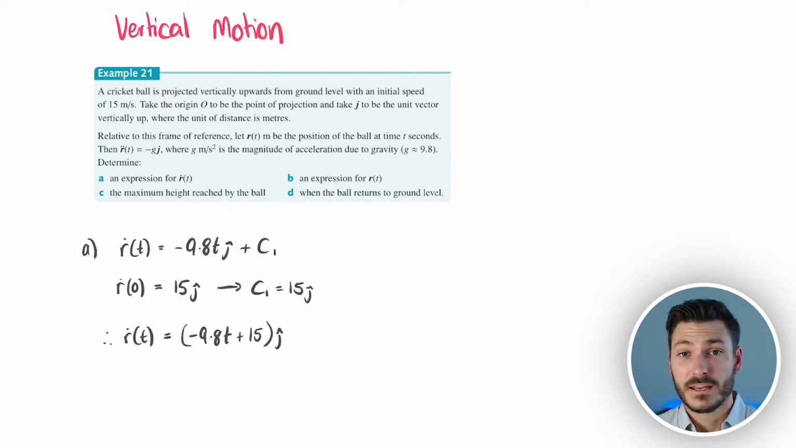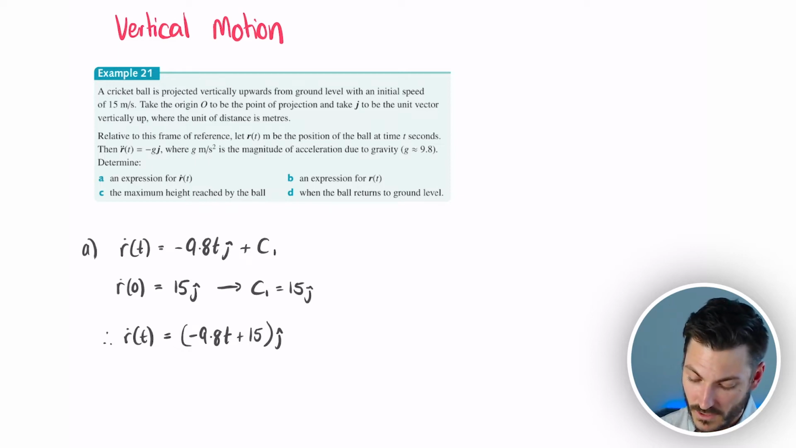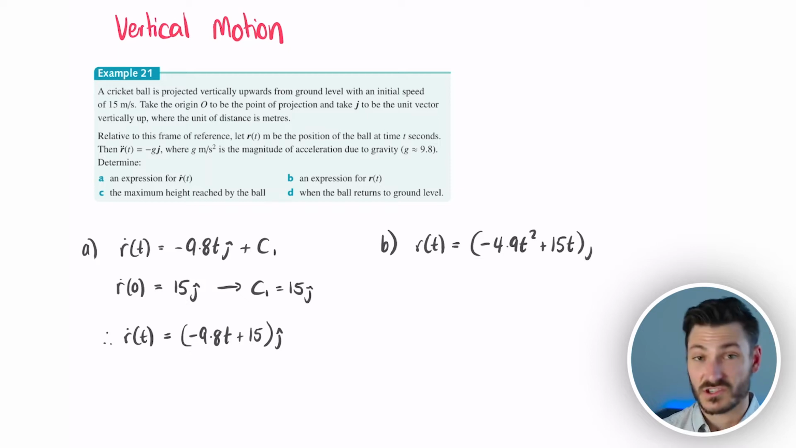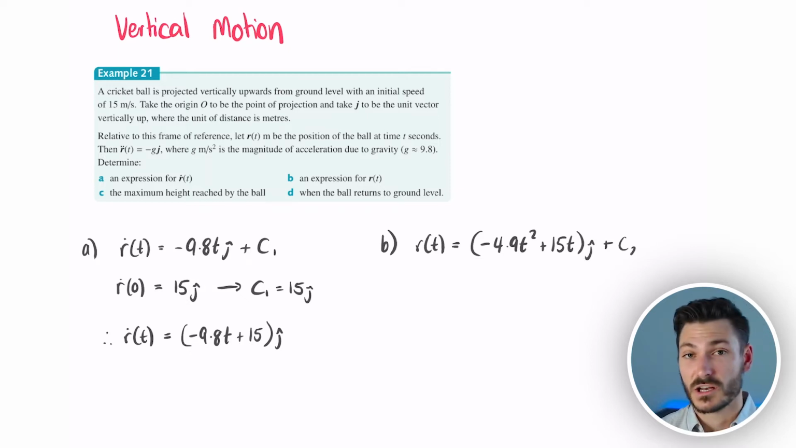So therefore, finally, my velocity vector is equal to negative 9.8t plus 15, all of that in the j direction. Next to that, over here, I'm going to do the position vector in part B. So r of t, not r dot t, r of t is going to equal the velocity integrated. So it's going to be negative 4.9t squared plus 15t, all in the j direction, because it's just vertical motion, plus constant of integration number 2. But in this case, because the initial position was ground level, which we've taken to be 0, the initial position is 0, which implies that C2 is equal to 0 also, because again, these t's become zeros and the whole thing becomes 0. Nice one.